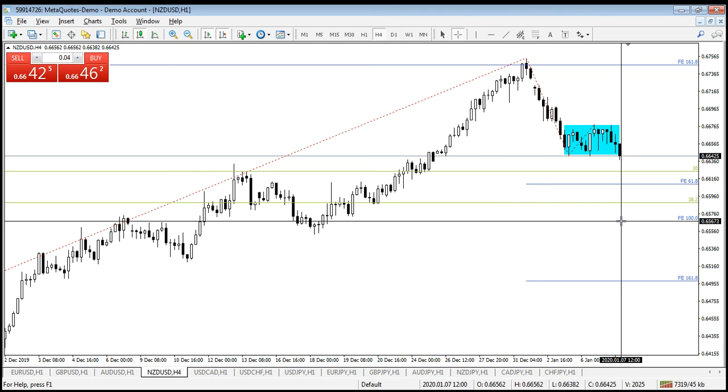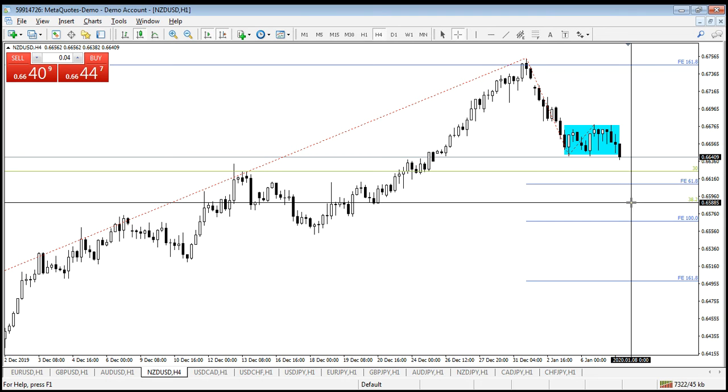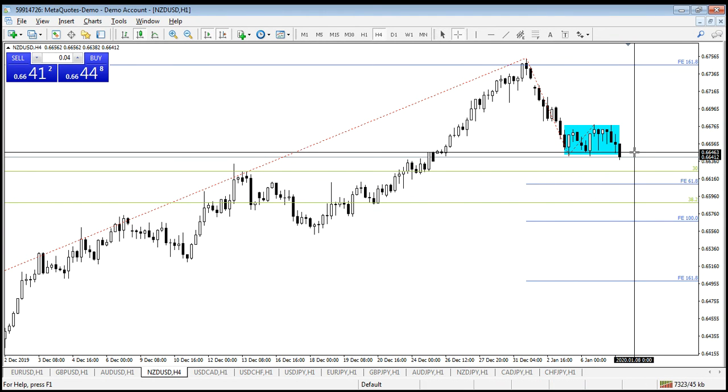So rather than going for 100% extension, I'll exit already at 38.2, because 38.2 will be considered as more significant support rather than this 100, and there will be a price reaction right here. So I'll suggest this target, and let's measure our risk and reward.